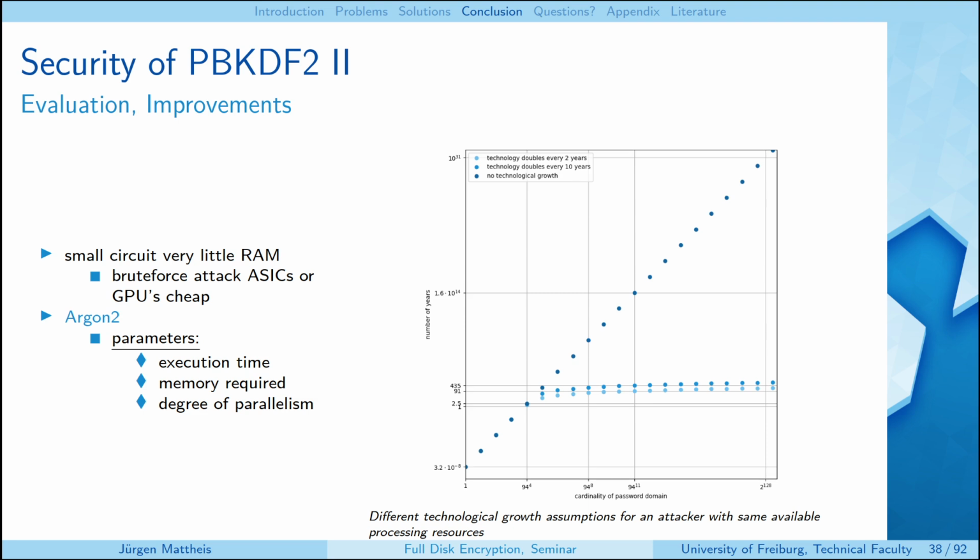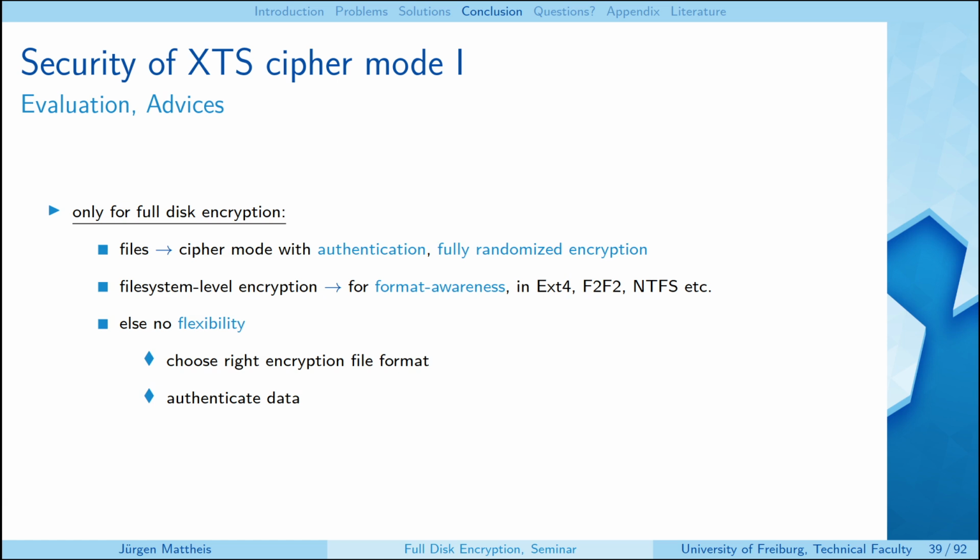And then I made the same analysis, but with the attacker having the same procedural resources. There I found out that if you have no technological growth, then you need 160 trillion years. And if you have technological growth, you need between 90 and 400 years. So basically for your lifetime, if you assume, for example, that Moore's law continues, then you can estimate that for your lifetime your passwords up to length 11 will be secure. Then I come to the XTS cipher mode.